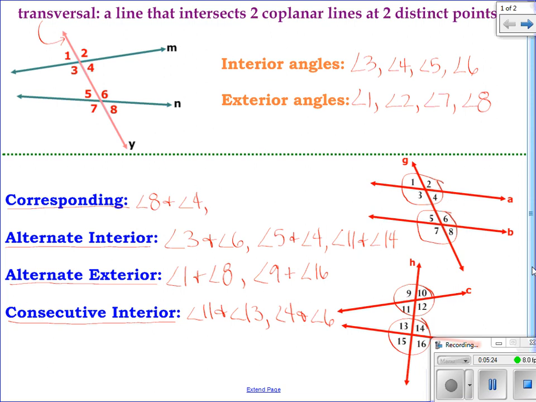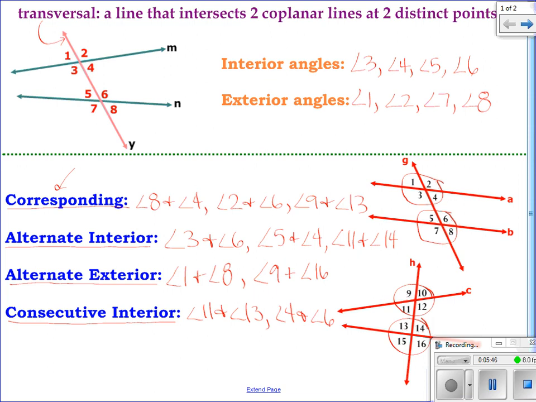2 and 6 would also work. Give me one from the bottom picture. 9 and 13. 11 and 15. So what are we doing here? That's the question. How could you describe it? Taking one from the exterior and one from the interior that are on the same side of the transversal.